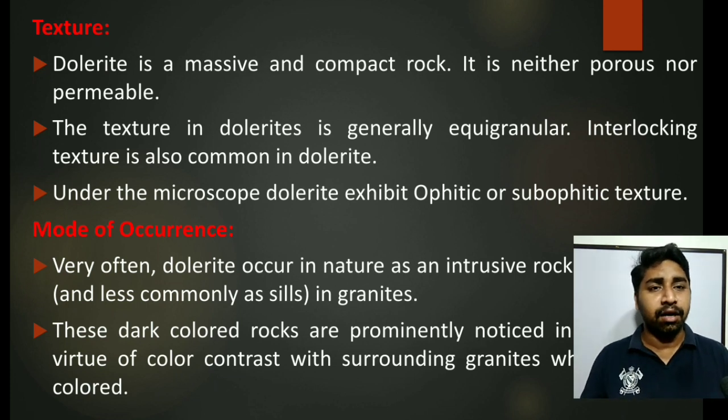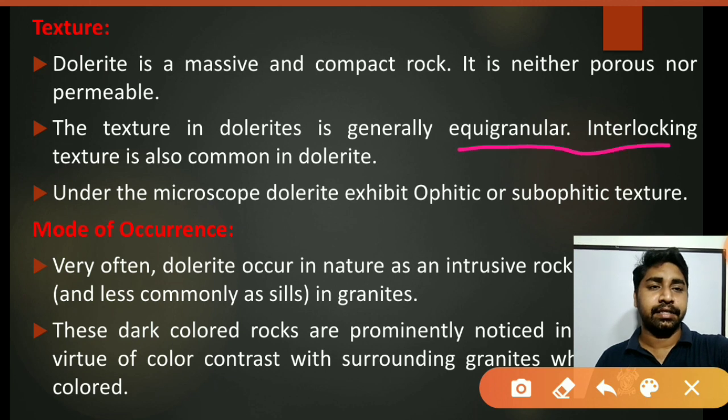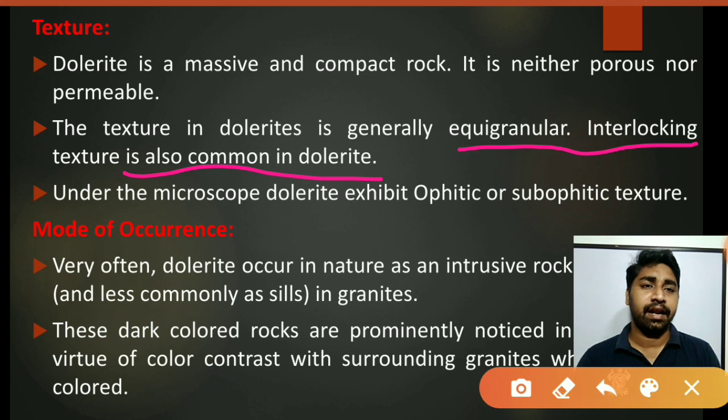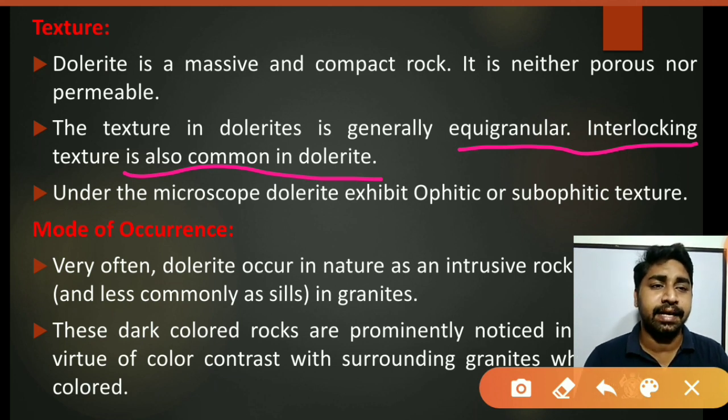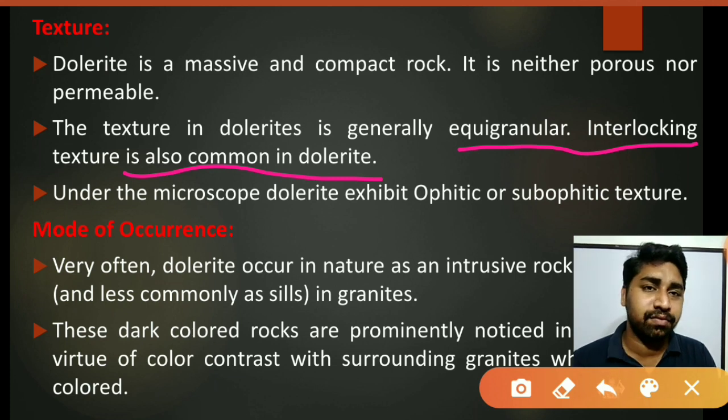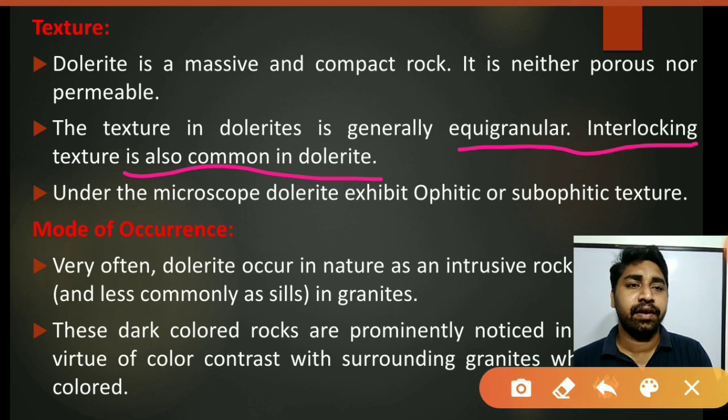The texture in dolerite is generally equigranular. Interlocking texture is also common in dolerite. Equigranular texture means the grain size, the particle size, will be the same throughout. Same-sized particles are present in the dolerite, the grain size is the same, and that is why we call it equigranular texture. Interlocking texture is also common in dolerite.